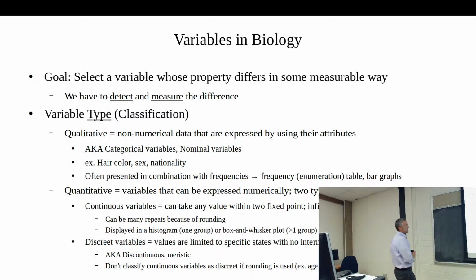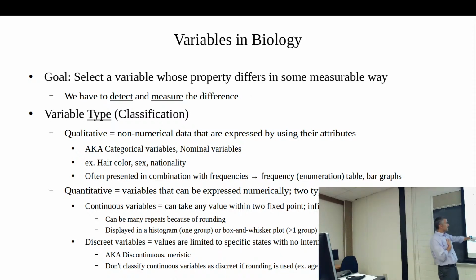When working with qualitative data, we often present those data in combination with frequencies, usually expressed in frequency or enumeration tables or bar graphs. So we can say what the sex ratio is, the percentage of male, percentage of female. We can talk about the percentage of individuals with brown hair or black hair or blonde hair. We can talk about percentage of individuals from different countries and so forth. All right, we represent this as frequencies, percentages.